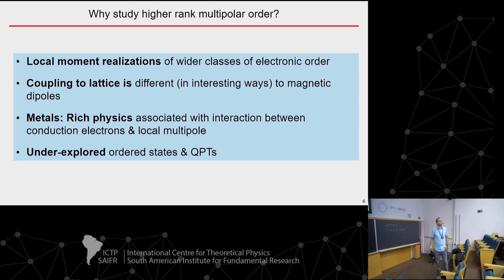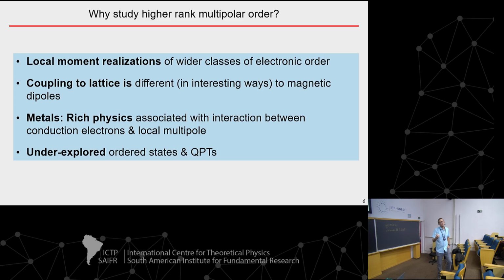So why might you want to study these higher rank multipole ordered states? So first of all, these are local moment realizations of more complex, sometimes itinerant states. You break all the same symmetries. For example, quadrupole order, ferroquadrupole order breaks all the same symmetries as nematic order. Or octupole order breaks all the same symmetries as some types of altermagnetic order. We heard this in Elena's lovely talk. And you can go up here as well. So hexadecapole order is ferroaxial order, and so on.